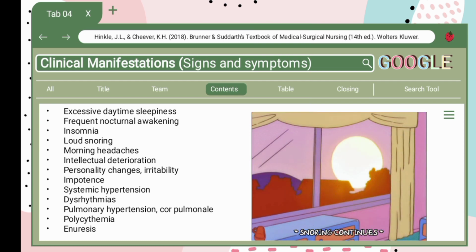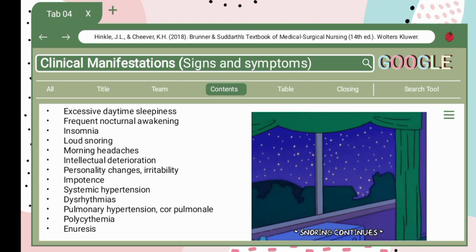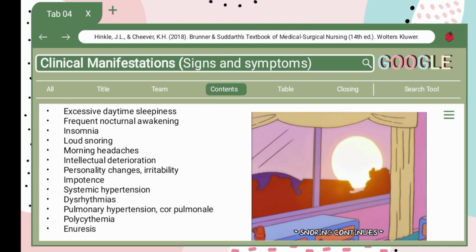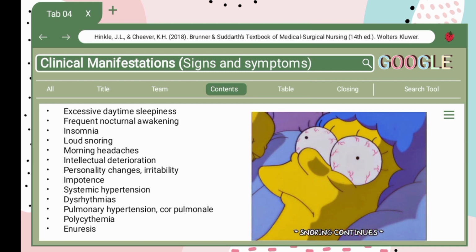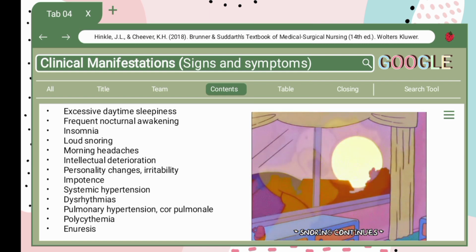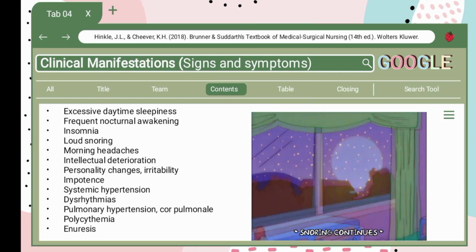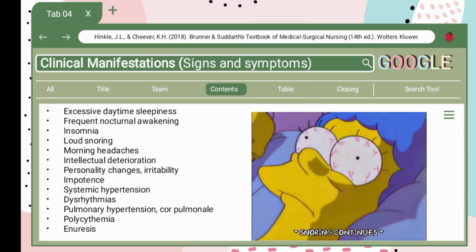systemic hypertension or high blood pressure in the systemic arteries, dysrhythmias or abnormalities in the heartbeat or rhythm, pulmonary hypertension or high blood pressure in the blood vessels that supply the lungs, polycythemia or an increase in the number of red blood cells in the body, and enuresis or not being able to control your pee or wetting.